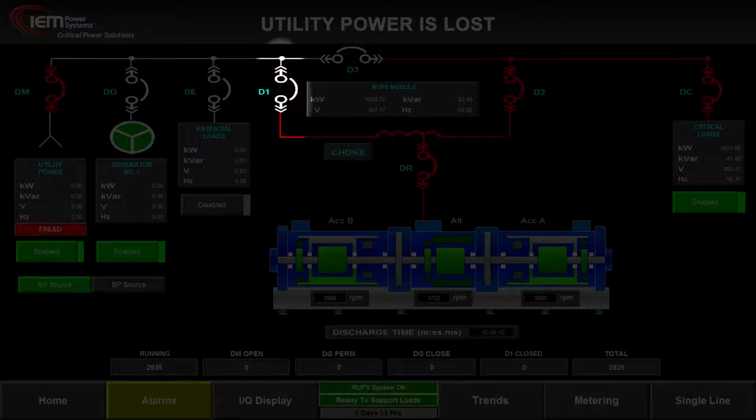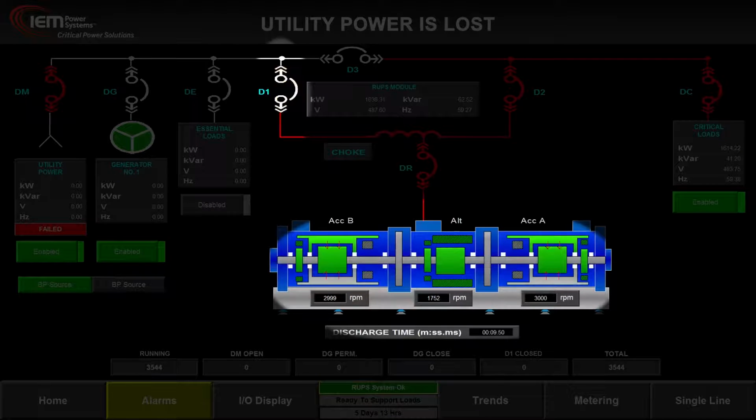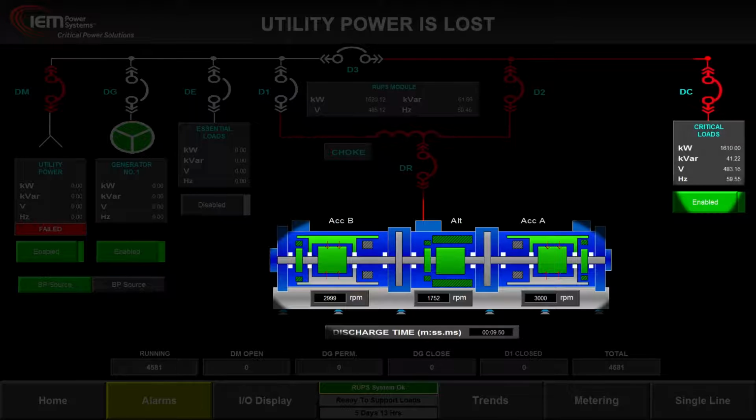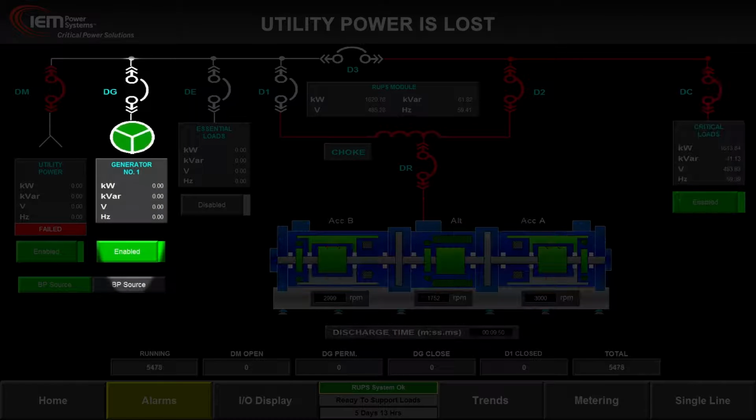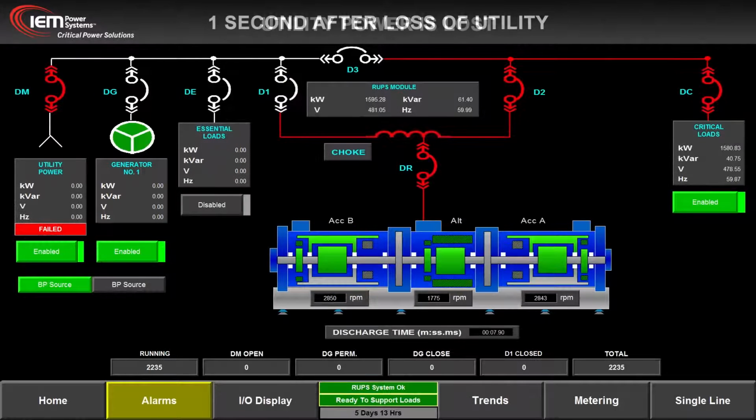Breaker D1 opens, isolating the system from the utility. If the utility returns, the UPS will synchronize across D1. The UPS now provides all power to the critical load. Note that the RPM of the accumulators drops as energy is transferred to the alternator to supply the critical load. The discharge time starts to count down. The diesel generator has not yet started, and with breaker DG open, it remains disconnected from the system.